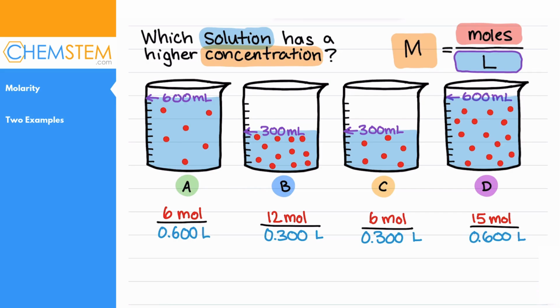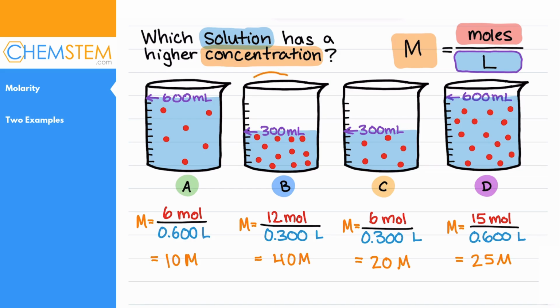So now we can calculate the molarity of each solution. At this point, it's simple division. The first solution has a molarity of 10 molar, that's how you say it. The second solution has a molarity of 40 molar, so it's looking pretty concentrated. You can think of it as the solutes being bunched up into a smaller volume. Then solution C has a molarity of 20 molar, and solution D has a molarity of 25 molar.